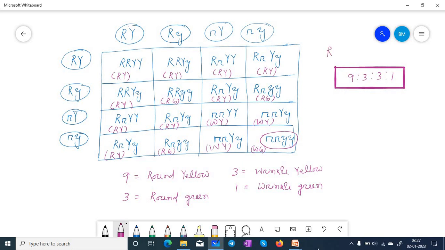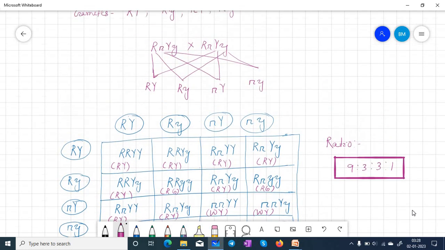Dihybrid ratio. And here two new characters we get: one is round green and the other is wrinkle yellow, from the self cross of round yellow. Only one wrinkle green is expressed, in the homozygous recessive condition. The dihybrid cross also shows independent assortment. After self-crossing, two new characters are expressed, so the hidden characters or hidden genotypes are expressed in Mendel's dihybrid cross. This is about the dihybrid cross.